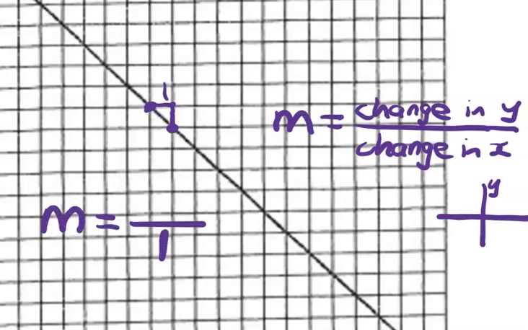So we can draw in a very small triangle here, and we'll see that we've gone out 1, so that's my bottom number, and we've gone down 1. That gives me -1 over 1, and we write that as -1. So that's my answer for the first one.